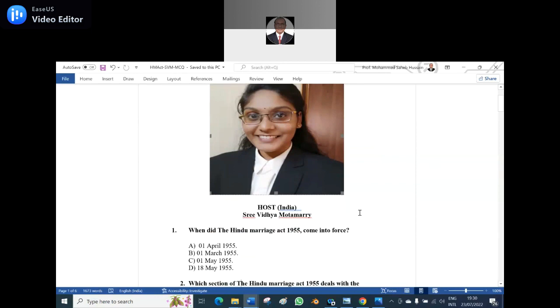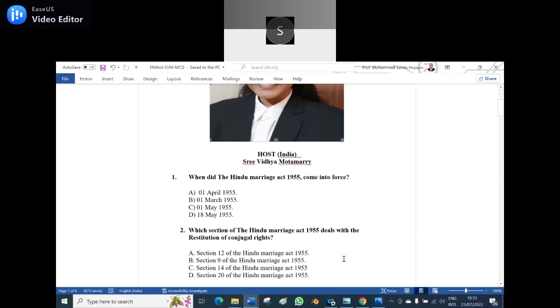First question. When did Hindu Marriage Act 1955 come into force? Option A, 1st April 1955. Option B, 1st March 1955. Option C, 1st May 1955. Option D, 18th May 1955. Yes, option D is the correct answer.